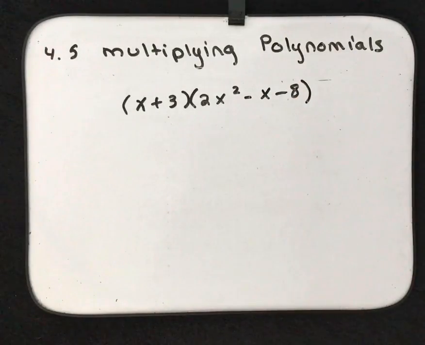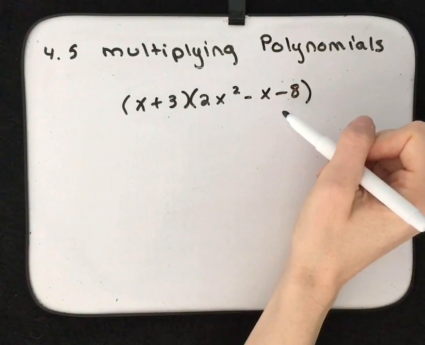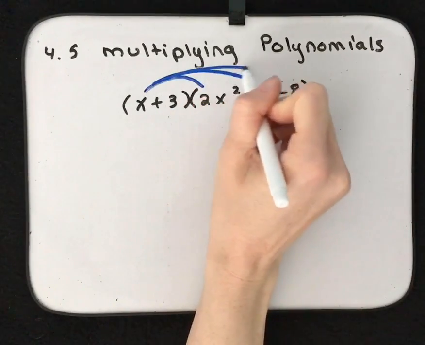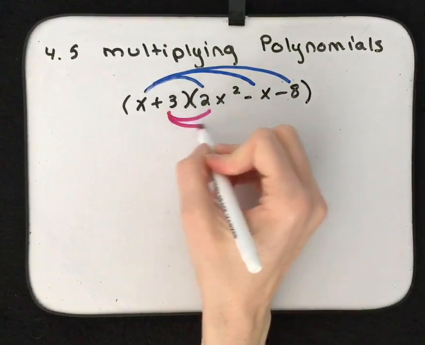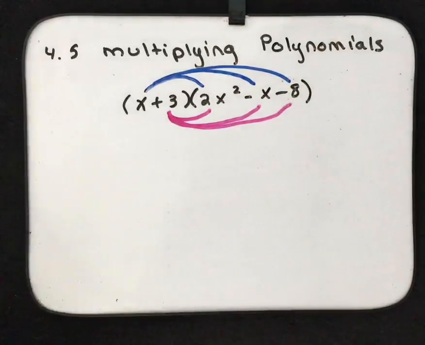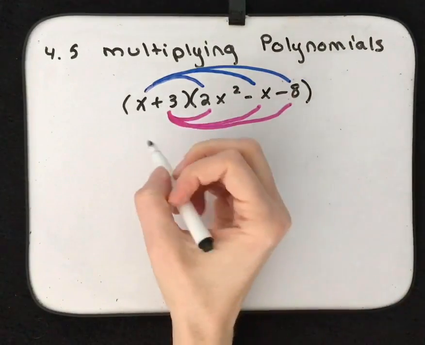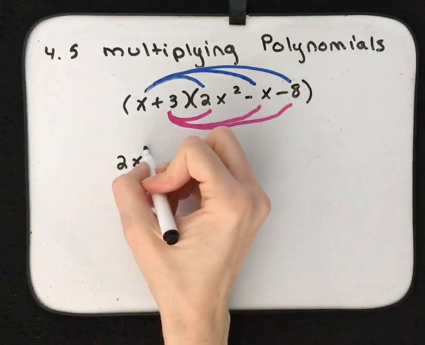Now this time, it's not quite the same acronym as FOIL because we have a trinomial here instead of a binomial. But we're looking at the same idea of multiplying each piece from the first parenthesis times each piece in the second parenthesis. Sometimes you can think of it as distribute. Essentially, you're distributing each piece of that first binomial to each piece of that second trinomial. So let's try. x times 2x gives us 2x, 1 plus 2 is 3.